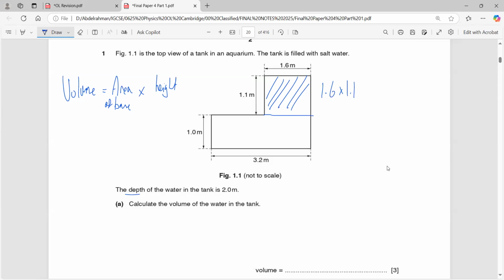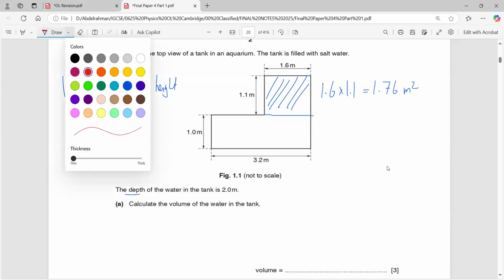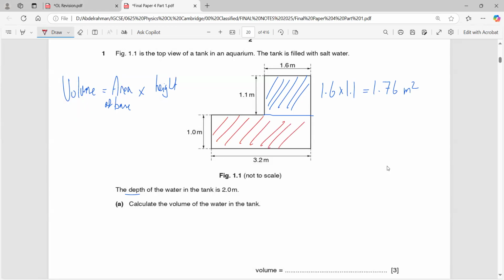Let's calculate it using a calculator. 1.6 times 1.1 is 1.76 meters squared. Can I find the area of the second shape? Yes, you can. 3.2 times 1, which is 3.2 meters squared. Just add them up. If we add them up, we get 4.96 meters squared. So you have the area.